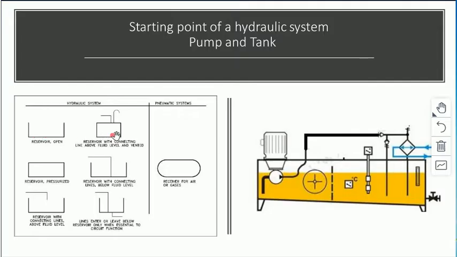And then when you've got mobile systems, for example a JCB or a tractor or something, you would have a closed system. So you would have some sort of closed reservoir or tank where everything returns to. Here we've got a pressurized reservoir, again, mobile systems possibly. And here we've got a reservoir with connecting lines, maybe to top it up or whatever. Okay, let's go to the next slide.